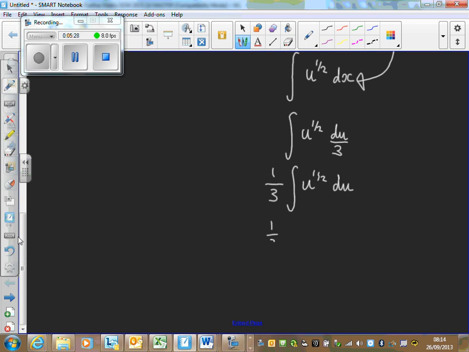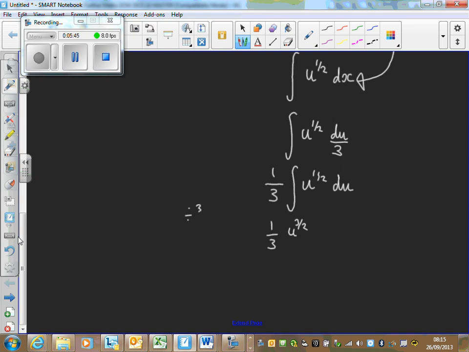So u to the half du. Now we can perform the integration with respect to u. So it's going to become a third. Now it's u to the half. We have to add the power, so we're going to add the power to get 3 over 2.